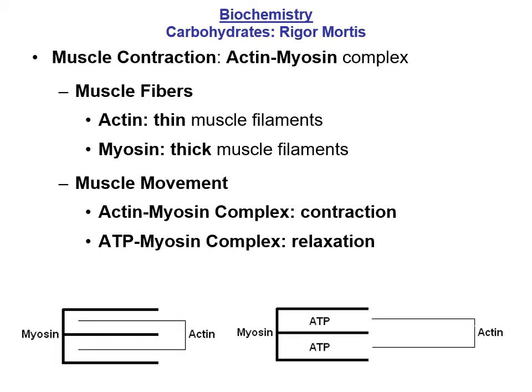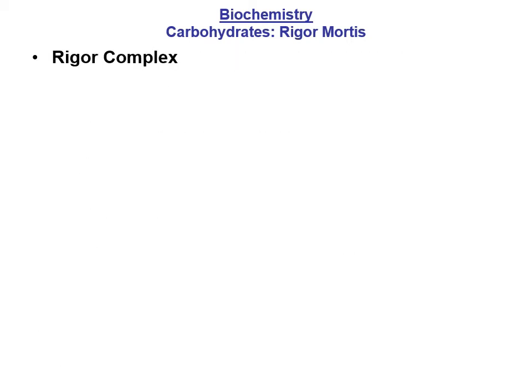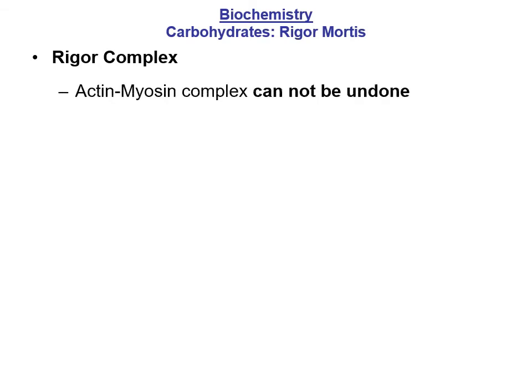They go through primary flaccidity first because your body's still making ATP and the actin-myosin complex is undone. When you get to the rigor complex, which again happens about 2 to 4 hours to form, roughly, that's when the actin-myosin complex can no longer be undone. You're not making ATP because you don't have any oxygen.